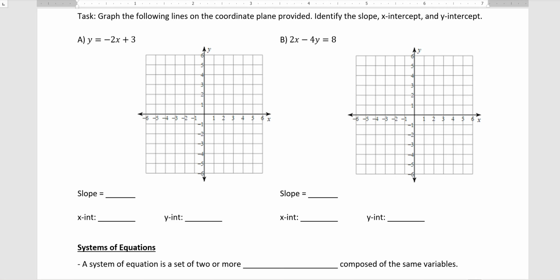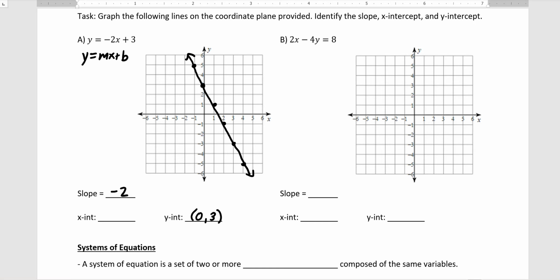Looking at letter A, this is in slope-intercept form, remember? So y equals mx plus b, where m is my slope, so that tells me my slope is -2. B is my y-intercept, so that tells me my y-intercept is (0, 3). So I can go ahead and graph that at (0, 3). My slope of -2 tells me I'm going to go down 2 and right 1. Down 2, right 1, up 2, left 1. And then we're going to connect the dots like so.